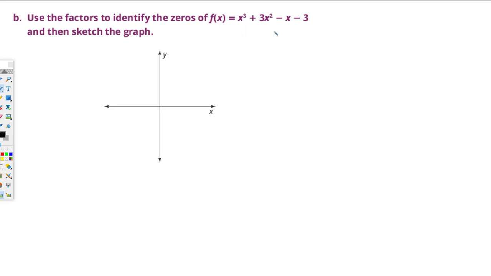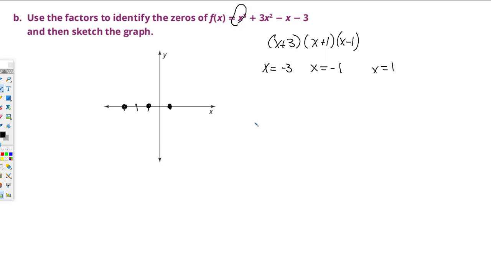Now it asks us to identify the zeros of that function. So we had x plus 3, x plus 1, x minus 1. So it crosses the x-axis at negative 3, at negative 1, and at 1. So negative 3, negative 1, and 1 are all the places it crosses the x-axis.